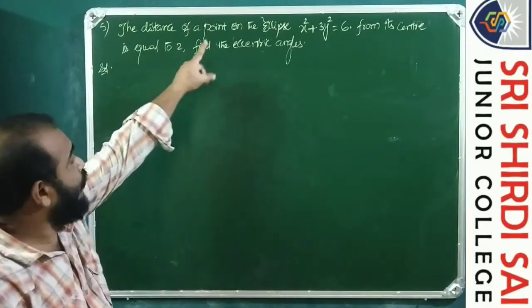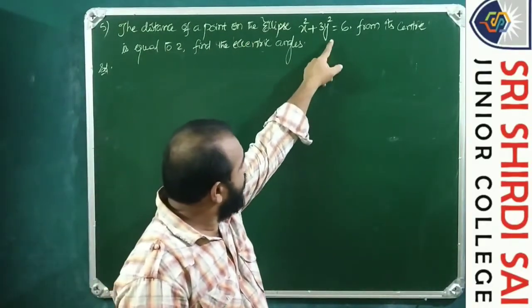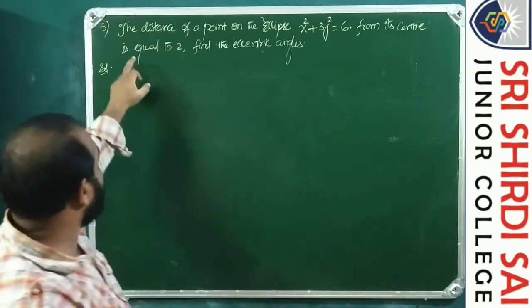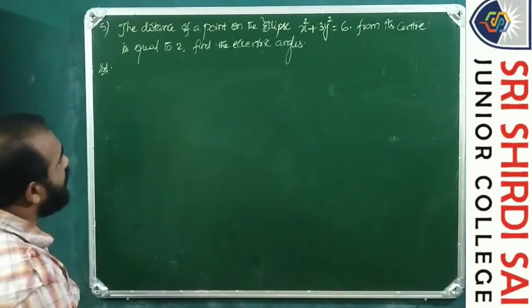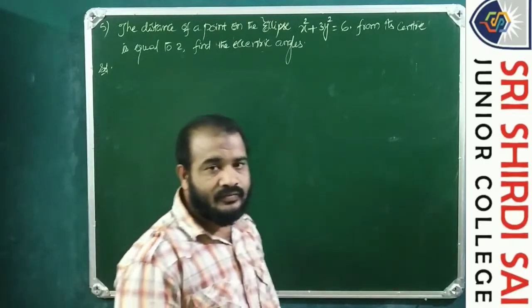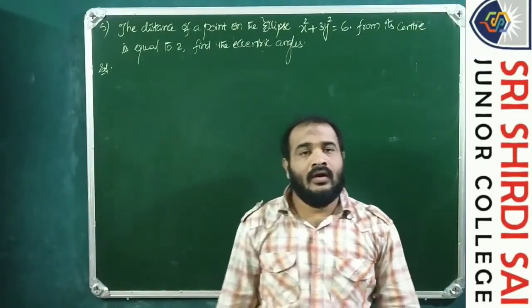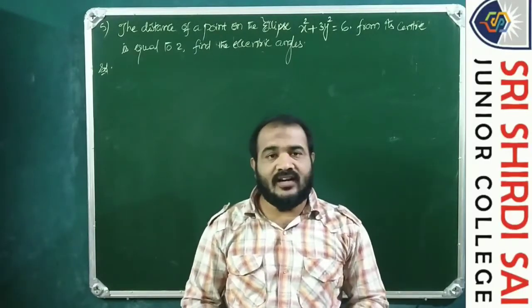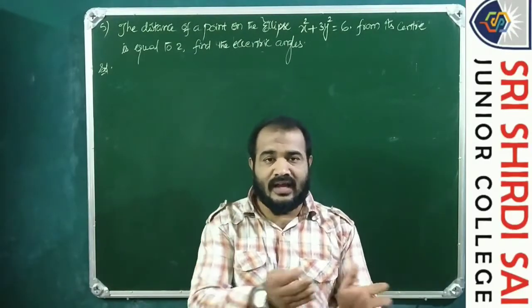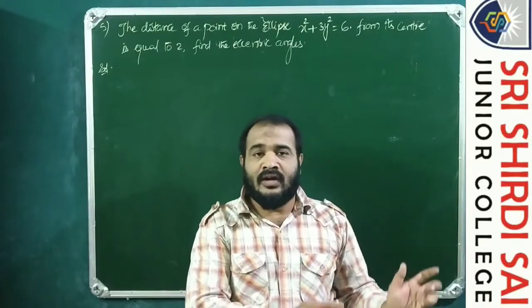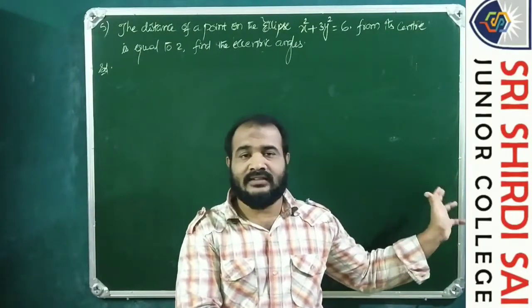The distance of a point on the ellipse x square plus 3y square equals 6 from its center is equal to 2. Find the eccentric angles. So, first of all, what is meant by auxiliary circle? From the auxiliary circle, we deduced the eccentric angle in the last video.